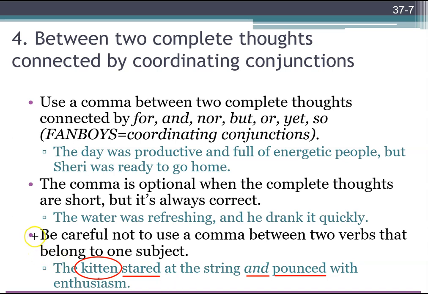Here is an example. Be careful not to use a comma between two verbs that belong to one subject. In this sentence here, we have, the kitten stared at the string and pounced with enthusiasm. We have an and in this sentence. This and is not joining two complete thoughts. Instead, it is joining two verbs. So they both belong to the subject kitten. So the kitten stared and the kitten pounced. So when we have this and joining these two verbs here, we do not need to place a comma there between those two verbs.